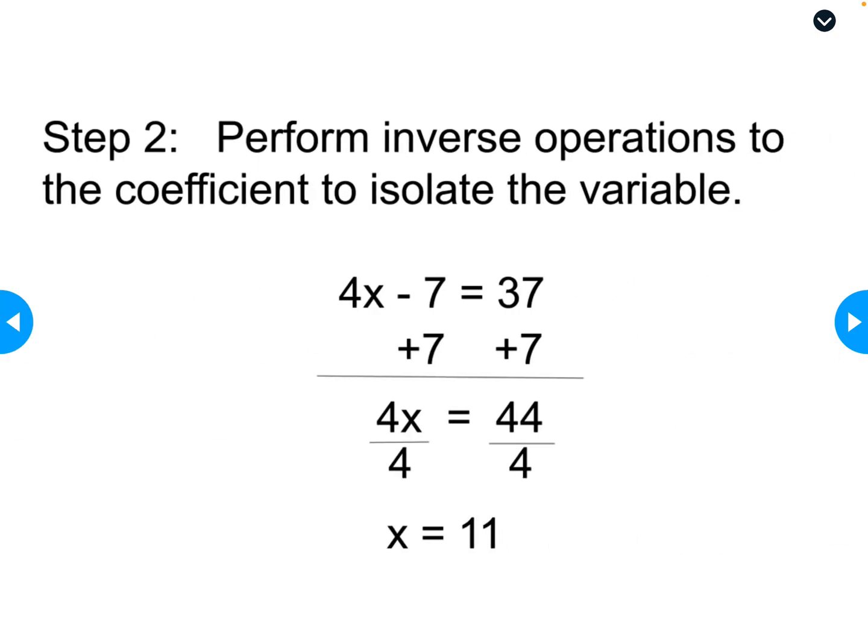Now that we're down to 4x equals 44, to isolate that x, the inverse operation is to divide both sides by 4, and we get x equals 11. The nice thing is we can check our work by substituting back in the 11 for an x and seeing if we get the answer of 37.